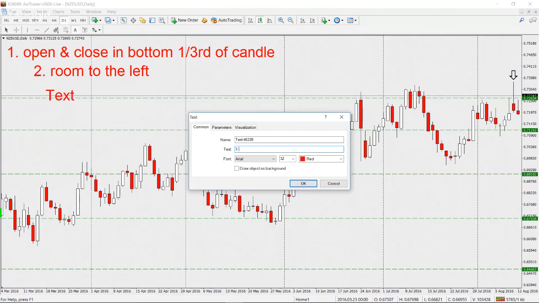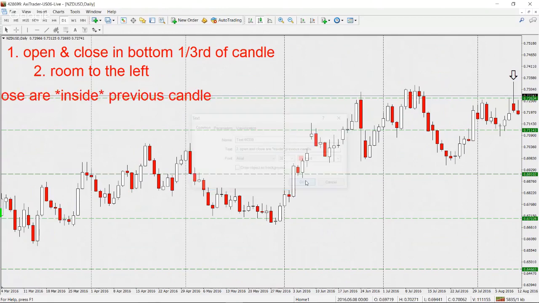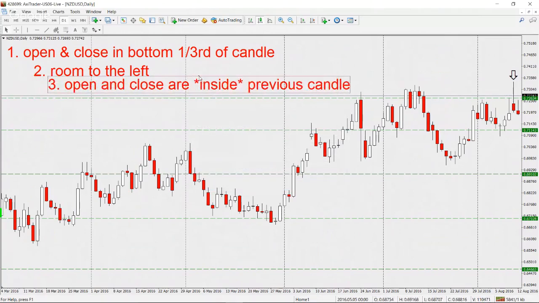Okay, number three is that the open and close are inside the previous candle. So the open and the close are inside the previous candle. What do I mean by that? Well, not only do the open and the close need to be in the bottom third for a bearish kangaroo tail, but the open and the close also need to be inside the previous candle's range, from the low to the high of the previous candle. That would make this a valid kangaroo tail. Why do we use that rule?